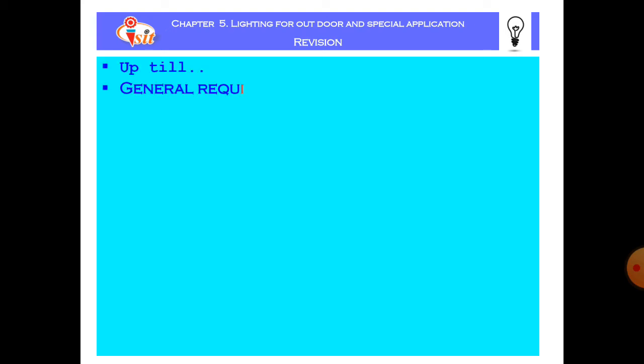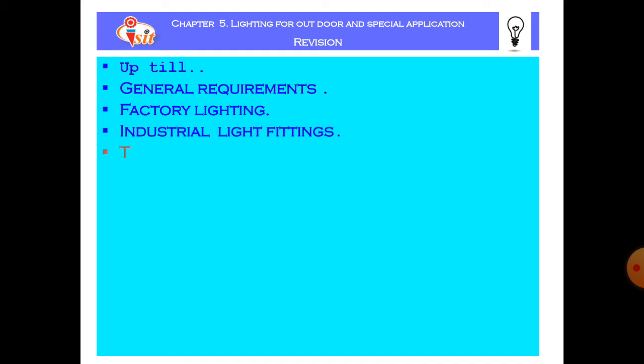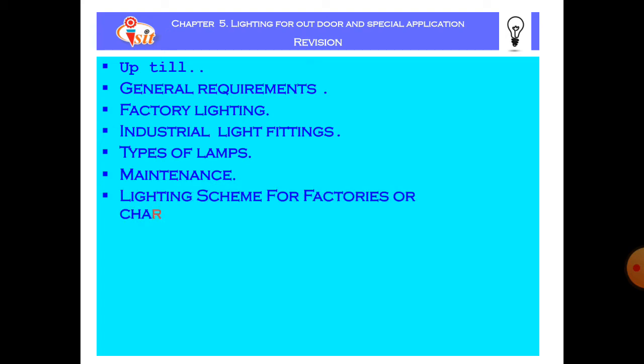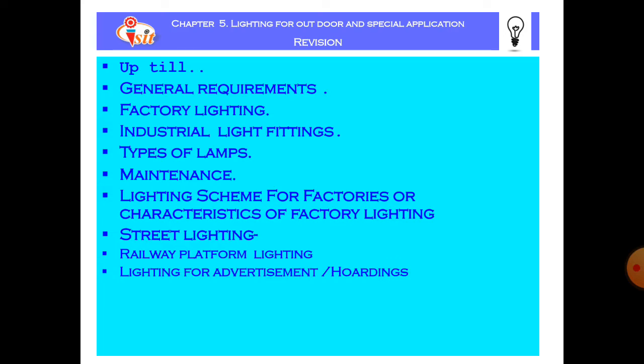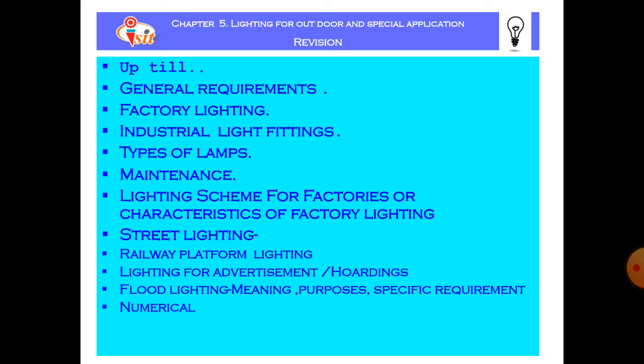In the previous video, we spoke about the general requirements, factory lighting, industrial light fittings, types of lamps, maintenance, lighting scheme for factories or characteristics of factory lighting, then street lighting, railway platform lighting, lighting for advertisement or hoardings, and flood lighting, its meaning, purpose, specific requirements, and the numericals on it.